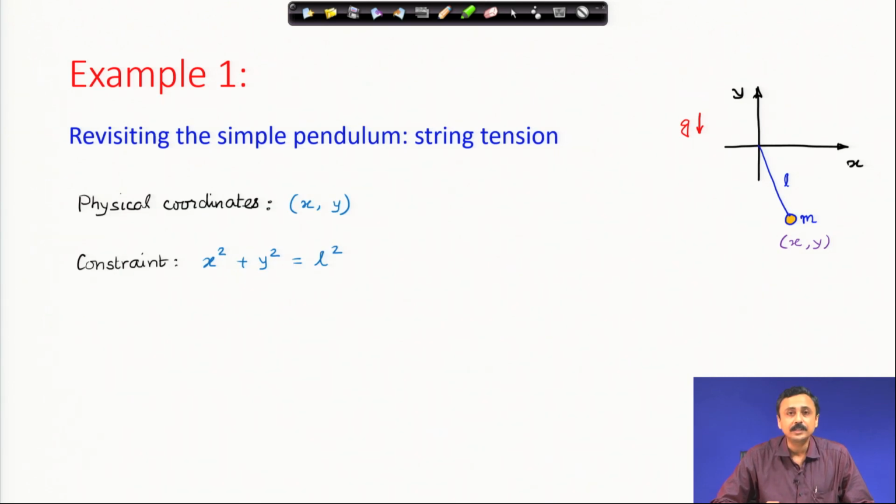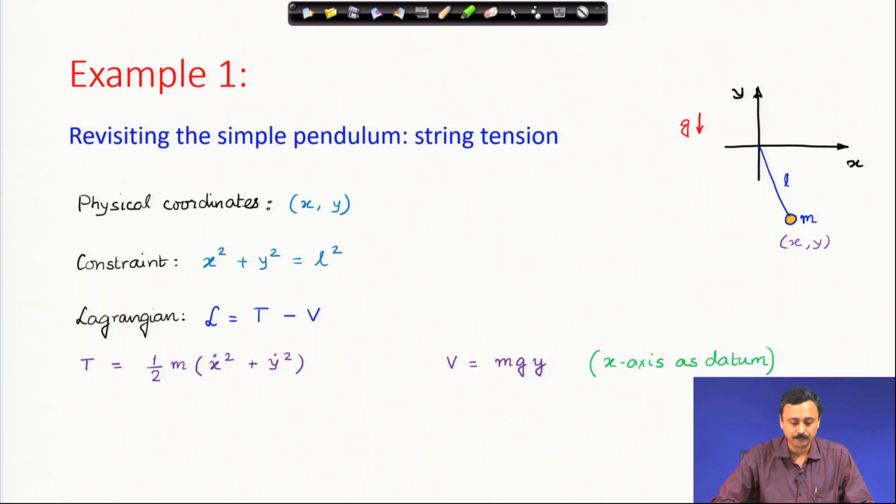We have the physical coordinates x, y, with the constraint that x square plus y square must be equal to L square, where L is the length of the pendulum. We can write down the Lagrangian straight away. The kinetic energy is half mass times velocity square, which is x dot square plus y dot square, and the potential energy for this pendulum is mgy. X axis is the datum, and we write down the Lagrangian as kinetic minus the potential.